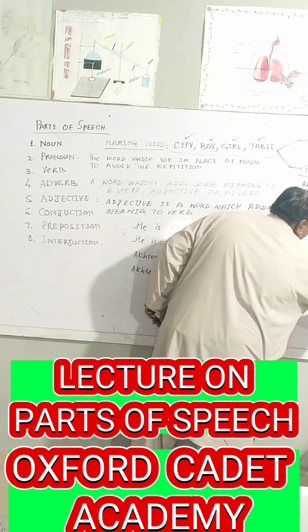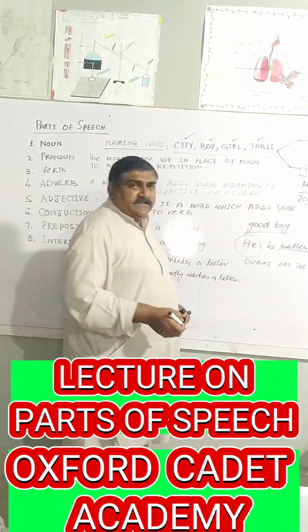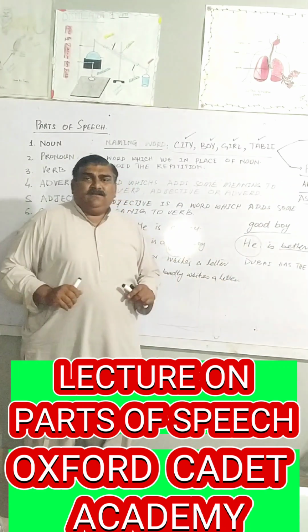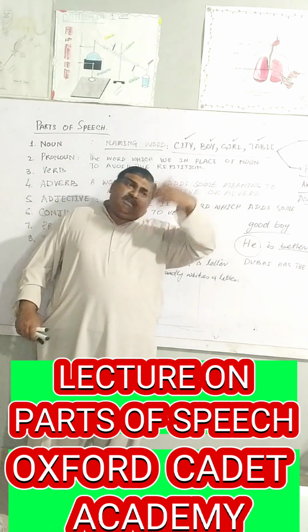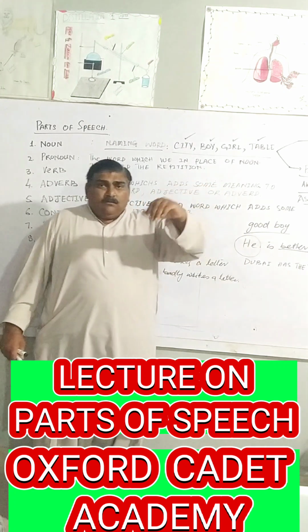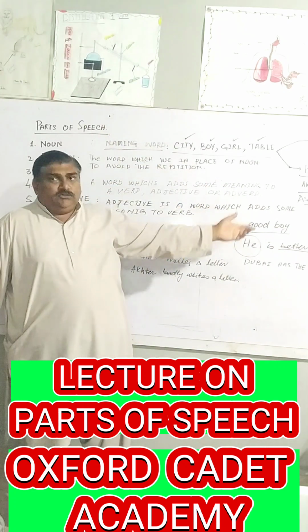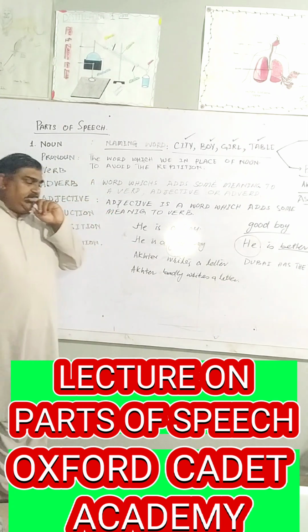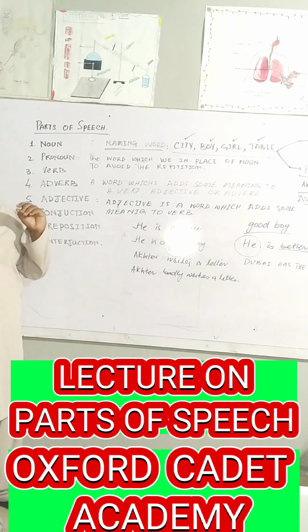It means there is no other tallest building in the world, right? Yes, sir. Dubai has the tallest building. It means there is no other building taller than Dubai's building, right? Yes, sir. So degrees of adjective are positive, comparative, and superlative. So this is our fifth part of speech.